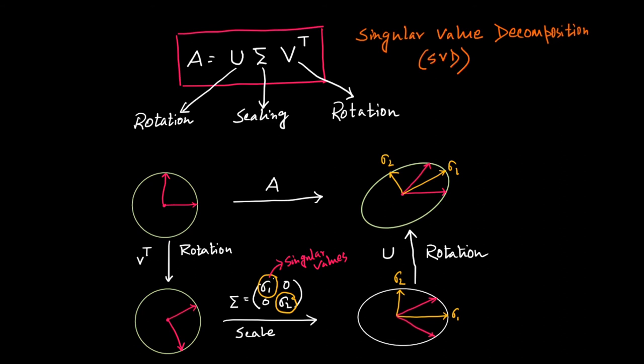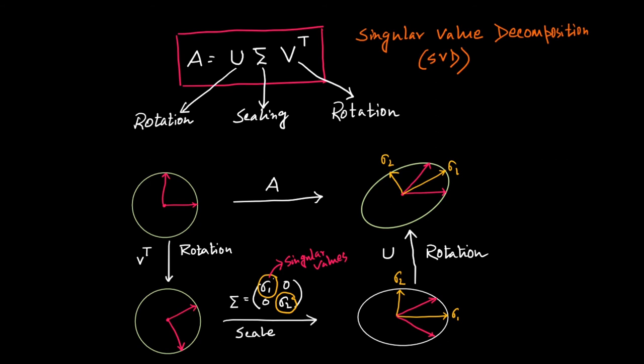So we can say that the singular values can be interpreted as the lengths of the semi-axes of an ellipse in a two-dimensional Euclidean space. Now this concept can be generalized to n-dimensional space also, where the singular values of an n cross n matrix can be interpreted as the lengths of the semi-axes of an n-dimensional ellipsoid. So that is how geometrically we can visualize a singular value decomposition. This is the basic idea of singular value decomposition.